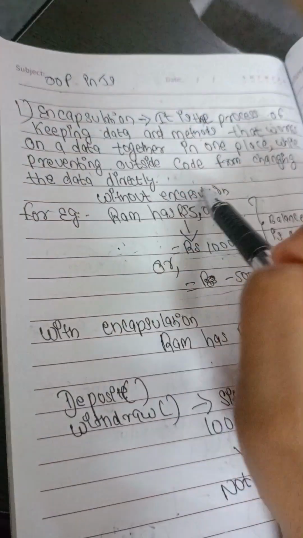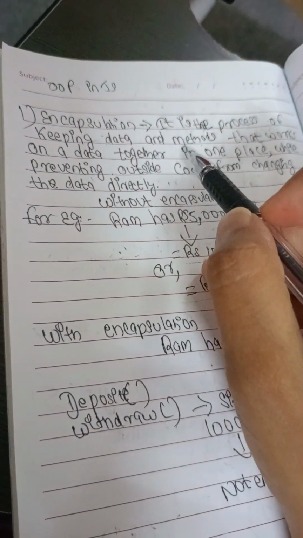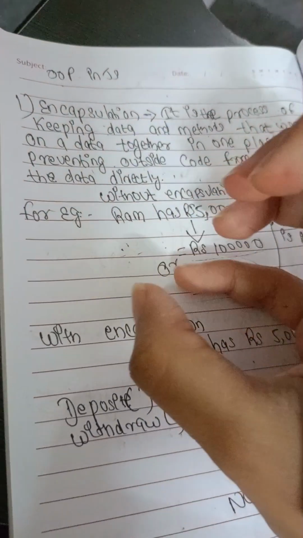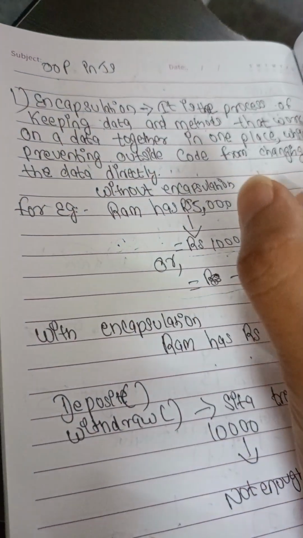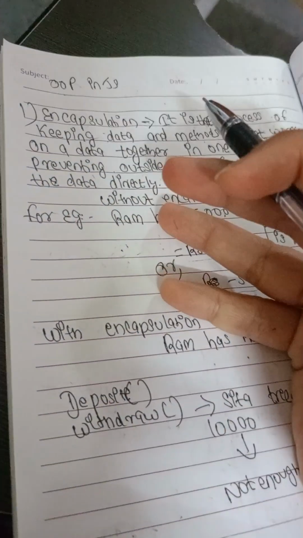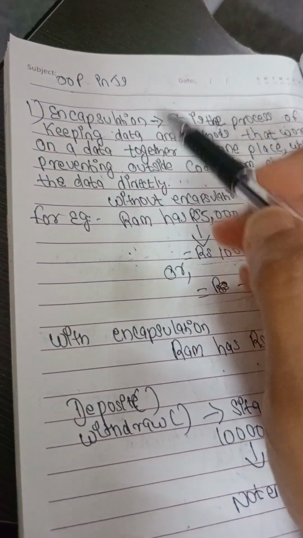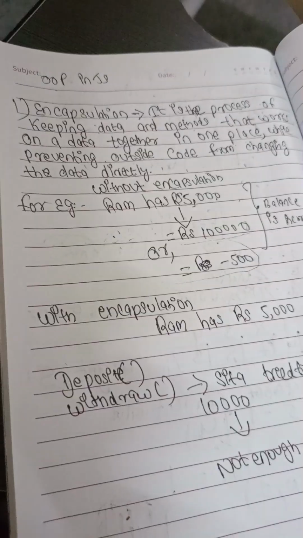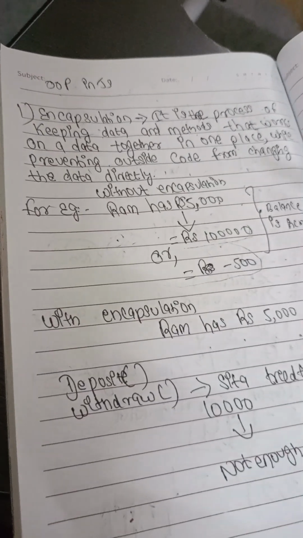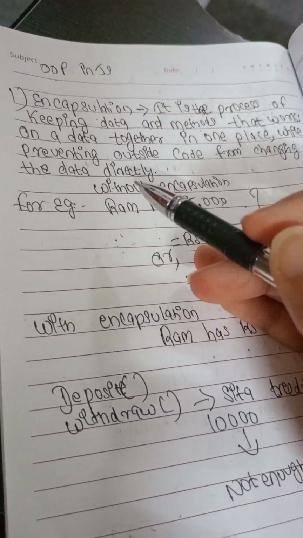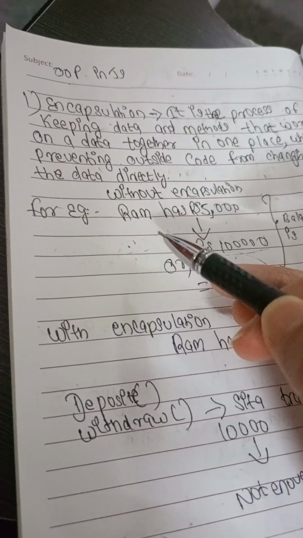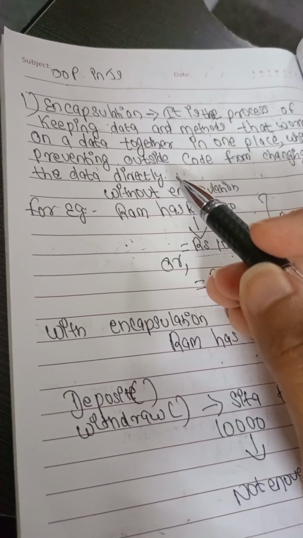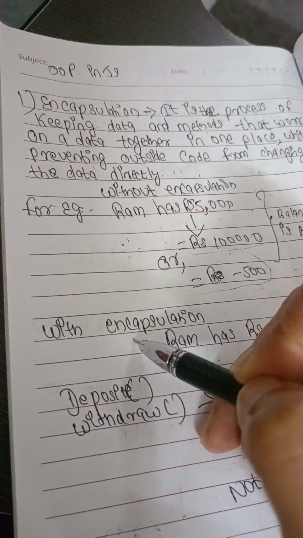So what does encapsulation mean? It means we keep data and methods together, and prevent outside code from directly changing it. It protects our data so nobody can change it or access it directly from the outside. What does that mean? We will understand through an example. I have taken two examples here, without encapsulation and with encapsulation.